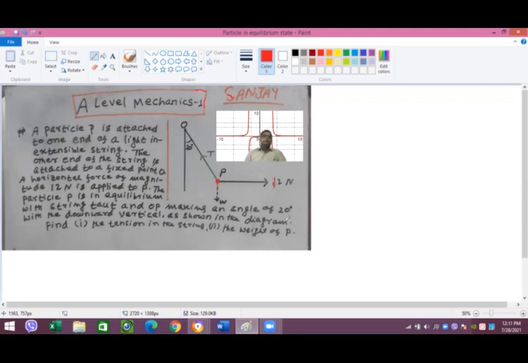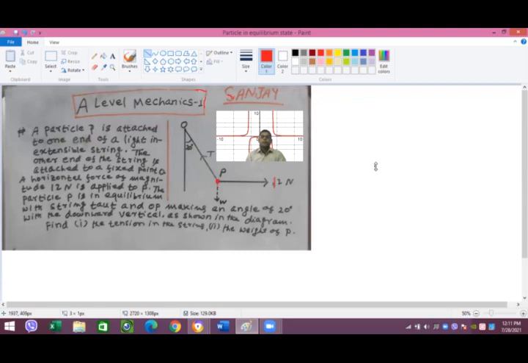So in order to solve this problem, you should have knowledge of drawing the components of the forces first of all, and then for the equilibrium state you know that the sum of the forces in equilibrium state is equal to 0. So first of all, just a kind of reminder to you, let's see how we take the components of the force.